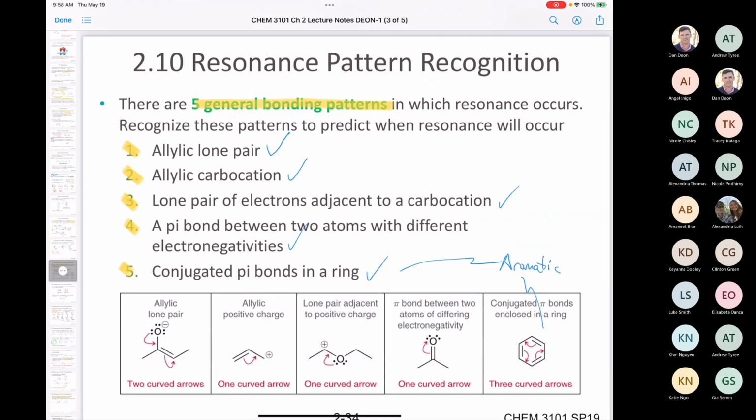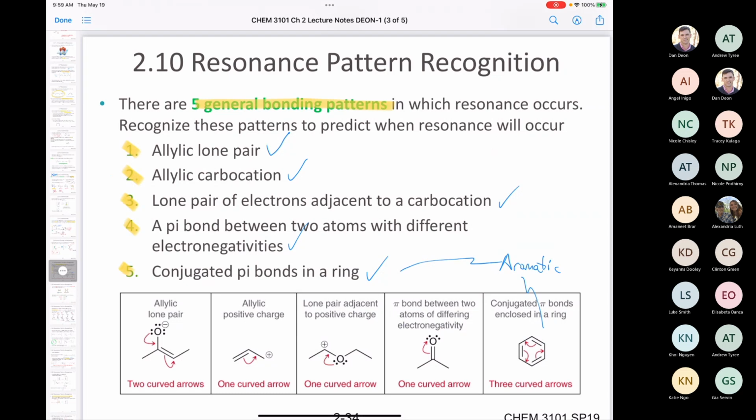We look for an allylic lone pair, an allylic carbocation, lone pair of electrons, etc. And we're just trying to show the delocalization of the electrons. But the only way that we can show the delocalization of the electrons is if we follow these rules, these 5 rules. They always have to be obeyed, or these 5 patterns, I should say. We have to look for these 5 patterns in order to draw resonance structures.